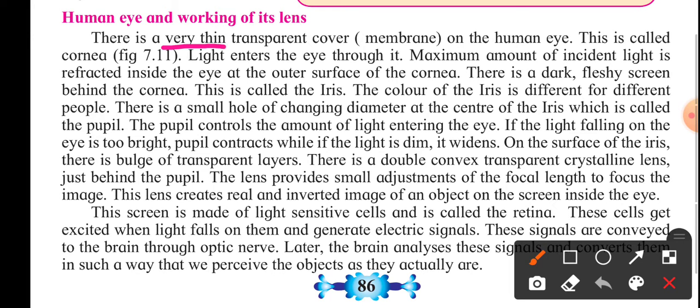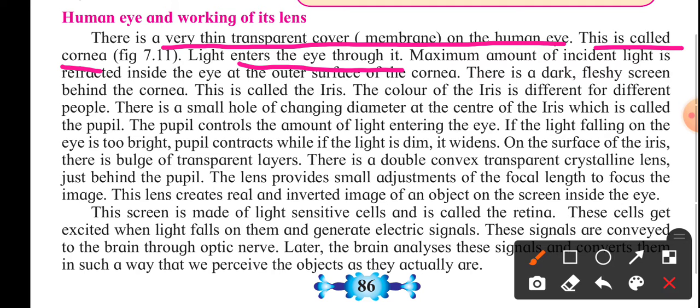There's a very thin transparent covering membrane on the human eye. This is called the cornea. Light enters the eye through it. So we have a cornea at the beginning, and the maximum amount of incident light is refracted inside the eye at the outer surface of the cornea.